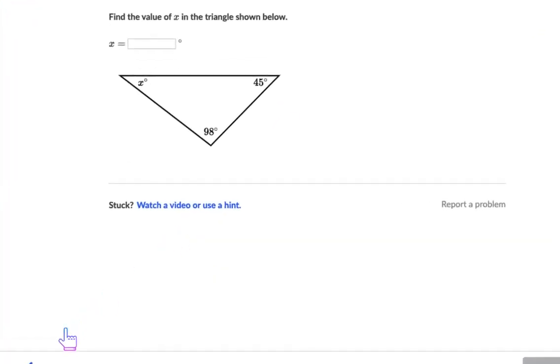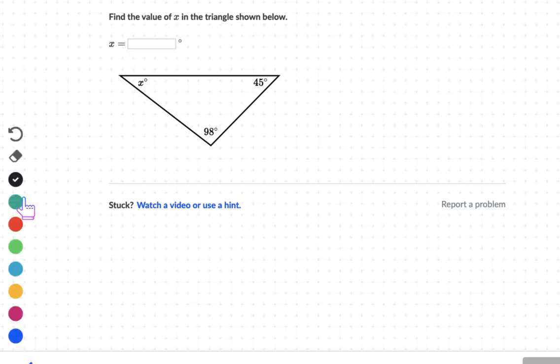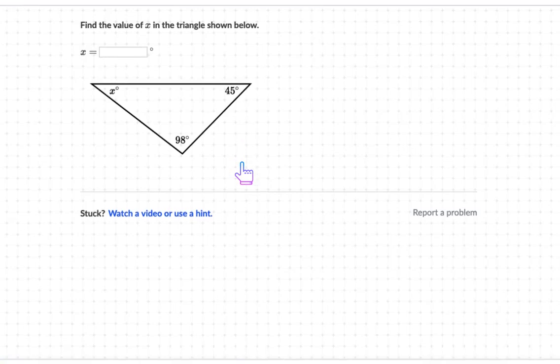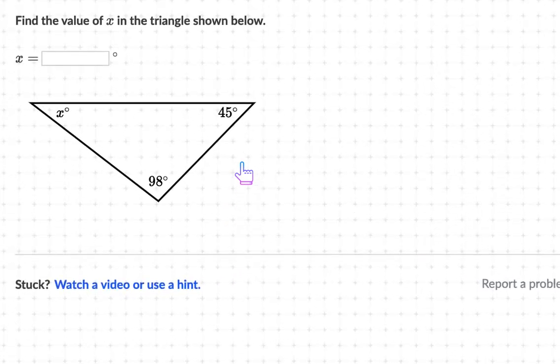For this problem, they just want you to figure out what the value of x is in the triangle shown below. So I have one angle that's 98 degrees, another that's 45 degrees. So what is the measurement of angle x? How many degrees is that? Go ahead and pause the video and try it on your own first.